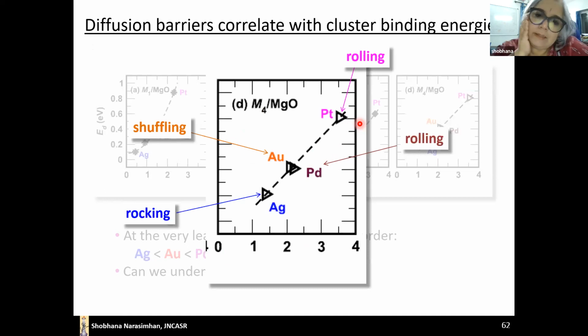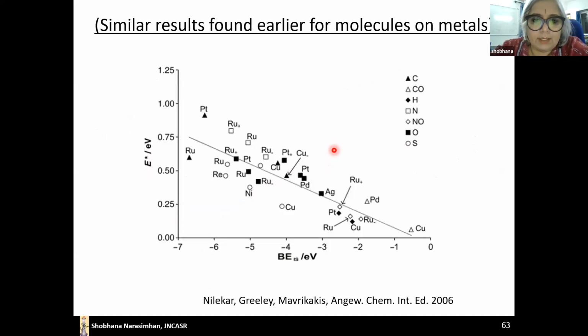And notice this almost perfect correlation that you get for the tetramers, which is kind of surprising because there are 3 different mechanisms here. The AG tetramer moves by what's called a rocking mechanism. This moves by what's called a shuffling mechanism. And these 2 move by this rolling mechanism. So it's quite surprising to find these kinds of correlations.